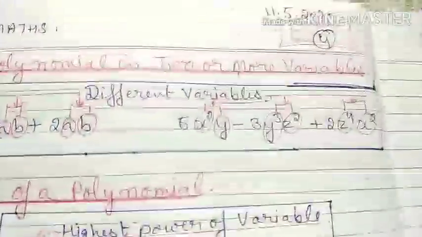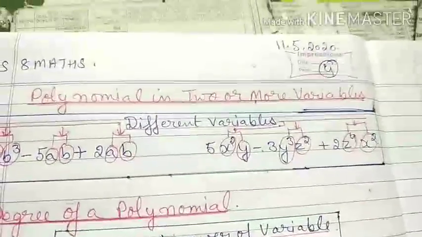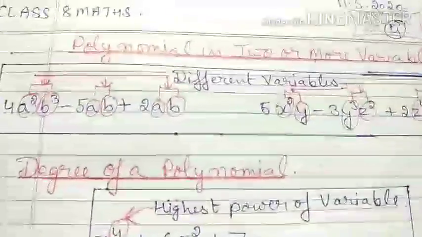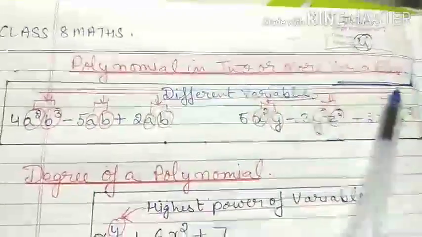Next is polynomial in two or more variables. How do you identify a polynomial in two or more variables?